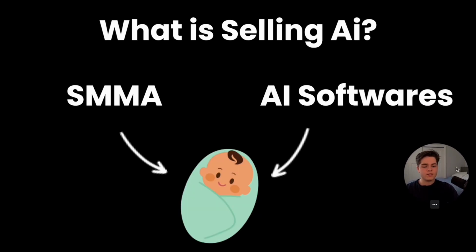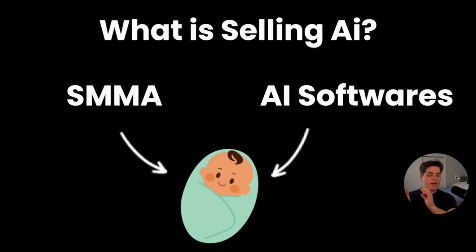So what is selling AI? A bunch of people ask, what do you mean by this? And I don't want to give you terms like AIGI or IPGA or all these terms that people make up. I'm just going to make it very simple for you. This is kind of just combining SMMA, so a social media marketing agency, with AI softwares. If you had to think of both, if they had a baby, that's kind of what this is, right? So you kind of just combine the both.